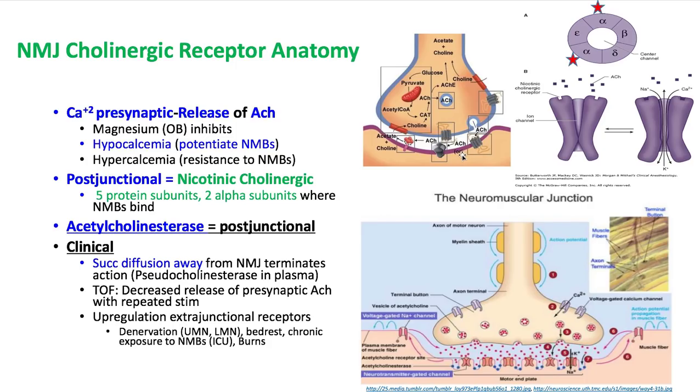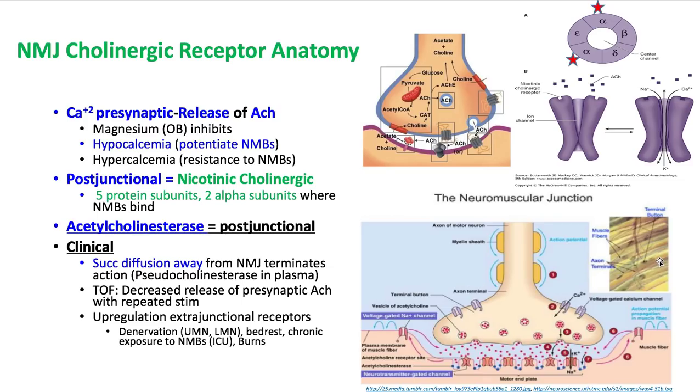Train of 4 is a decreased release of presynaptic acetylcholine when you have repetitive stimulation, and we know that extrajunctional receptors can grow instead of just at the opposite side of a postjunctional membrane. They can grow all over a muscle membrane. In the picture on the bottom right, you can see muscle fibers with axon terminals innervating that muscle, and only underneath those axon terminals should be those postjunctional receptors.